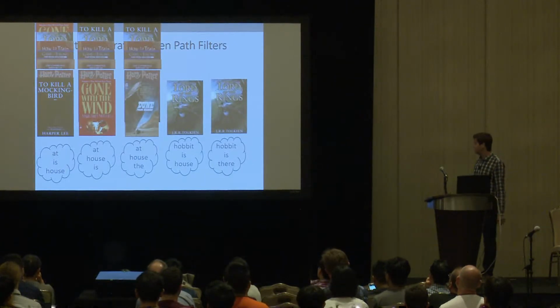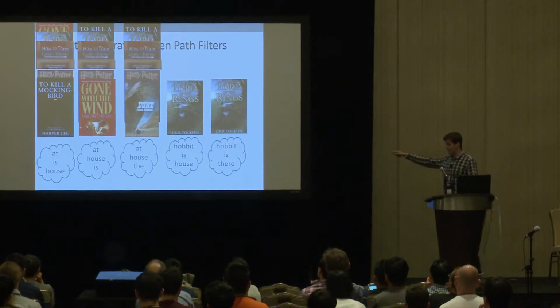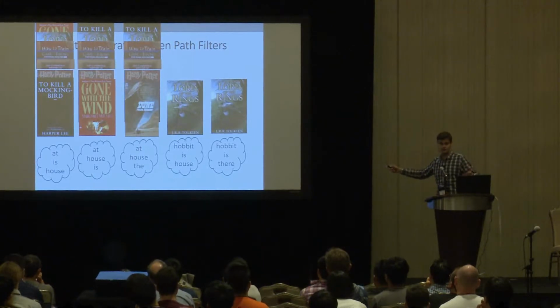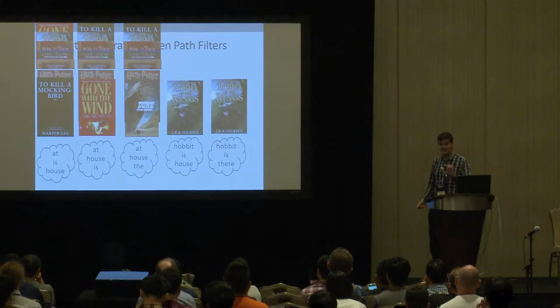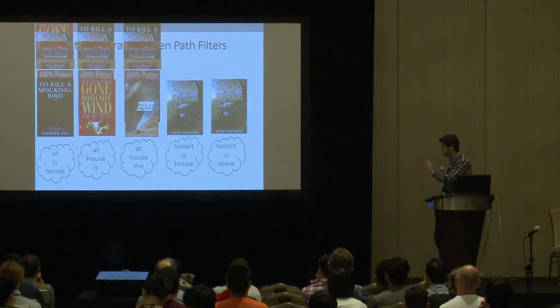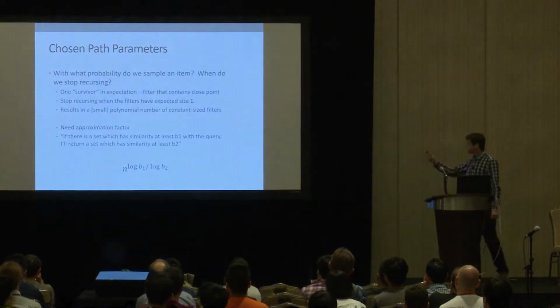We got unlucky. But then the next 2 are really good. They happen to contain this really rare, made-up, in fact, word hobbit. So they each contain only 1 book. And they, in fact, each contain our similar point, which is really good. So I have some bad filters and I have some good ones. On average, it's going to do all right, though.